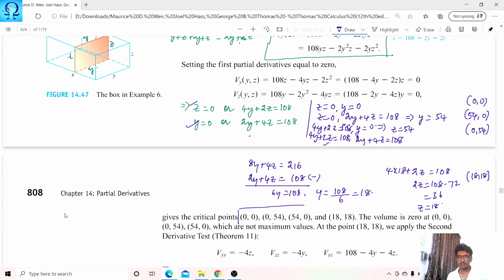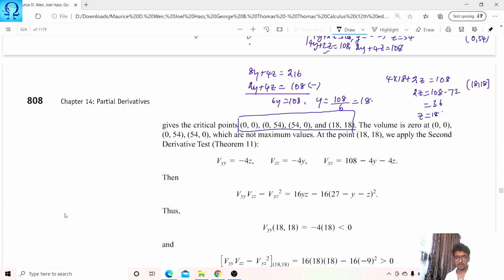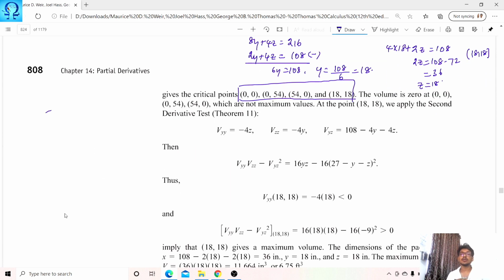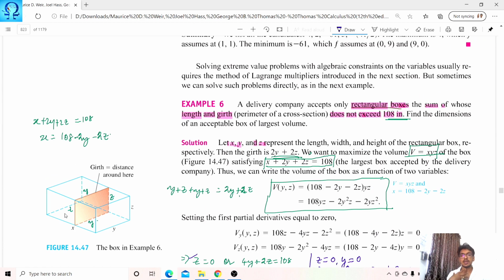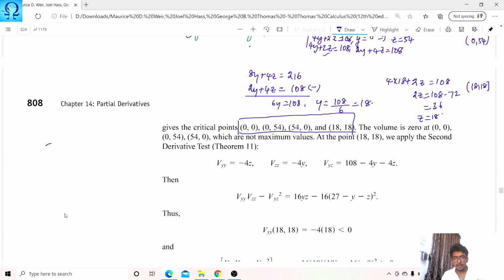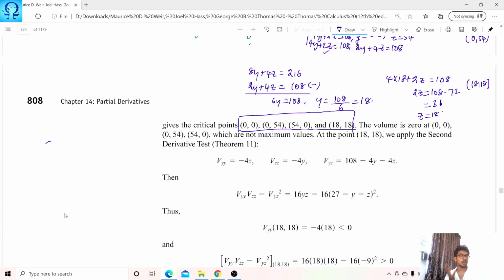Now I have these four coordinates. With these four coordinates, now I'll have to see what is actually happening. Here we are trying to maximize the volume of a box, right? So among these 4 points, if you consider 0 comma 0, then your volume is going to be 0. 0 comma 54 also makes the volume to be 0. 54 comma 0 also makes the volume to be 0. That cannot be the maximum value.